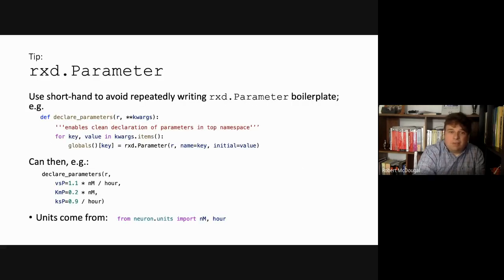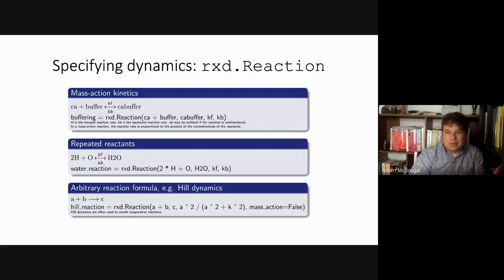There's also a state variable. If I have a gating variable or something that's not diffusing, right? Gating variables don't diffuse, but they do change over time. So I use an RxD.state for that. This is in the slides. We'll talk about it later if it comes up.